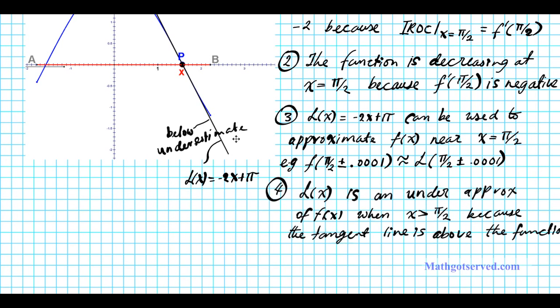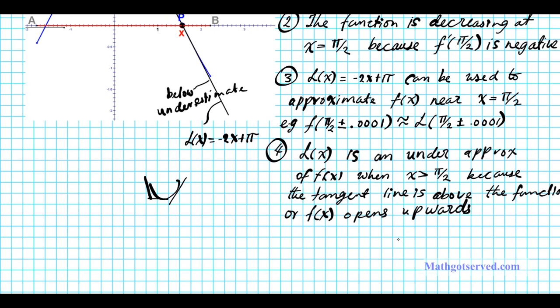That's one way to say it. Or the function is concave up. Or the function opens upwards, or f of x opens upwards. So if a function opens upwards, the tangent line must reside underneath. So no matter how you think of it, if it opens up, the tangent line will always be underneath the function. And then how about to the left of pi over 2?